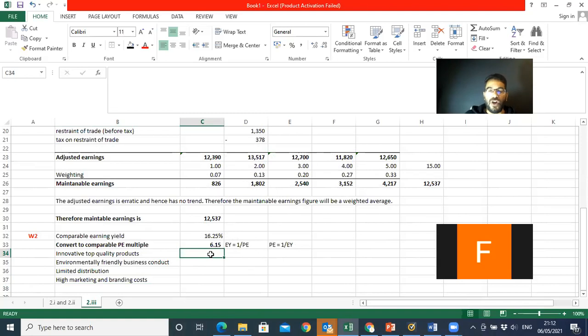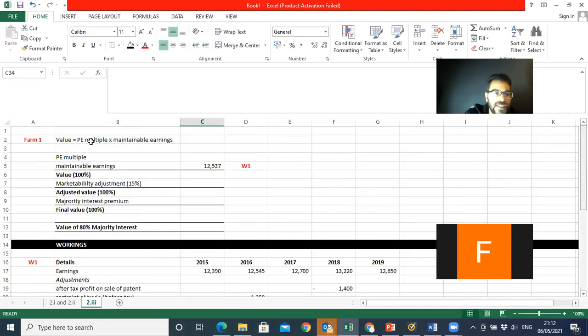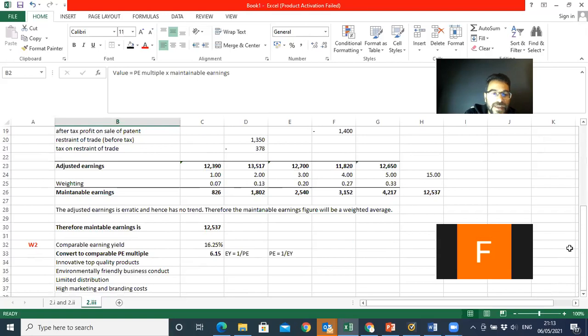Remember, you need to ask yourself, is this going to increase the value or is it going to decrease the value? If it's going to increase the value, you're going to put a plus because it's going to make the PE multiple bigger. The bigger the PE multiple, the bigger the value. Just look at the formula. It says PE multiple times maintainable earnings. Let's assume maintainable earnings is 1,000 Rand. If the PE multiple is 2, your value is going to be 2,000 Rand. But if the PE multiple is bigger, if it is 3, then your value is going to be 3,000 Rand. So if the difference will increase the value of the company, you will make a plus to increase the PE. If it is a negative impact on the value, you will make it a minus.